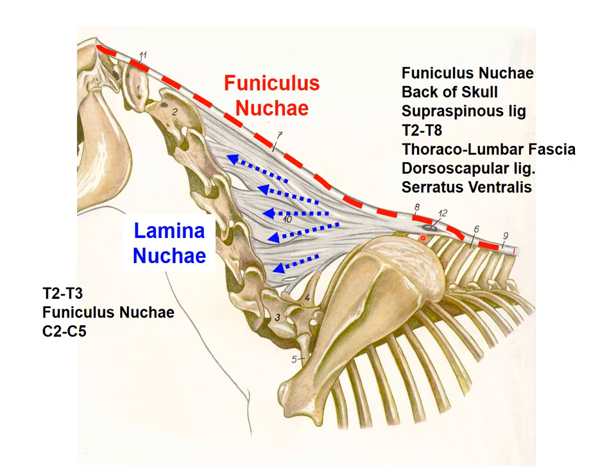The dorsoscapular ligament interdigitates with the serratus ventralis in the deep surface of the scapula to support the attachment between the forelimb and the thorax, since there is no articulation between the forelimb and the thorax.